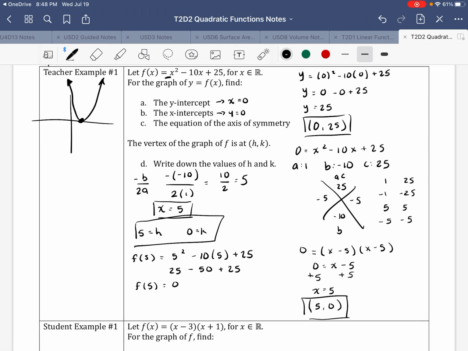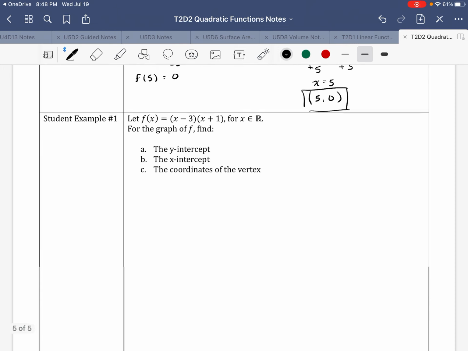So those are our solutions for this problem. Go ahead and try student example number 1.